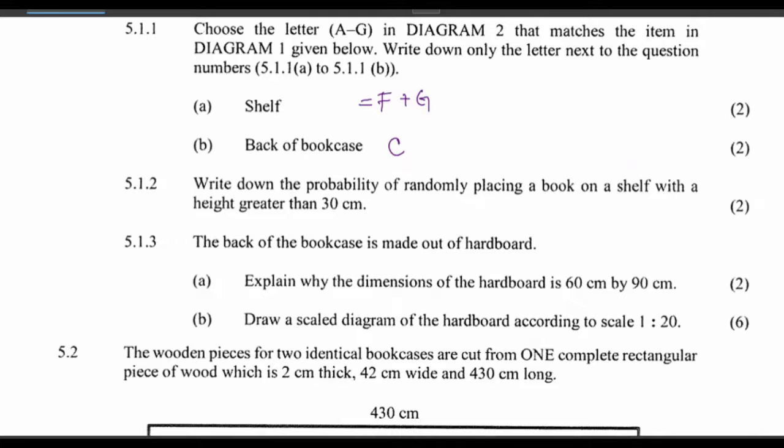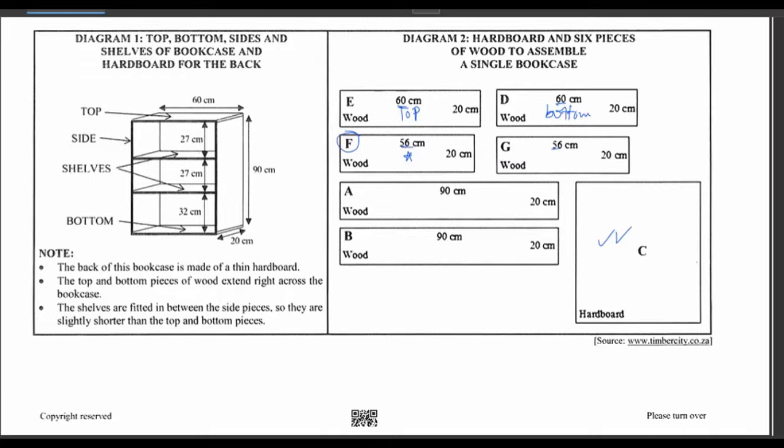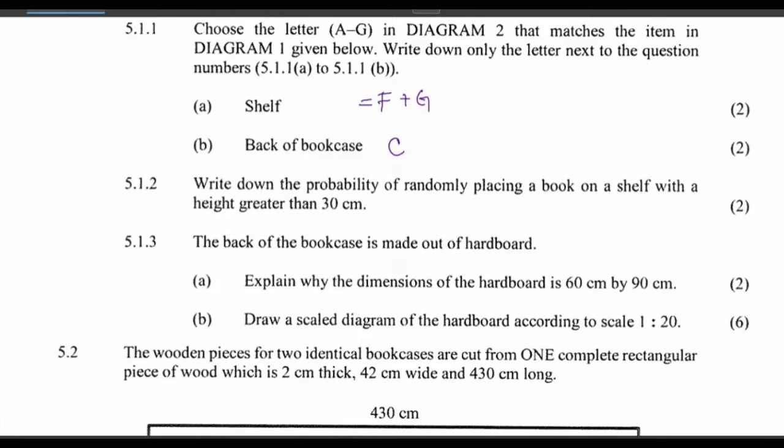Write down the probability of randomly placing a book on a shelf with a height greater than 30. So now let's look at this. Here we have the heights of 30, 27, 27. So the heights, there are 3 of them, but together, so actually there are 2. So what's the probability? It's 1/2, because there are 2 heights. It's either 27 or 32 out of these heights. What's the chance? It's 1/2.